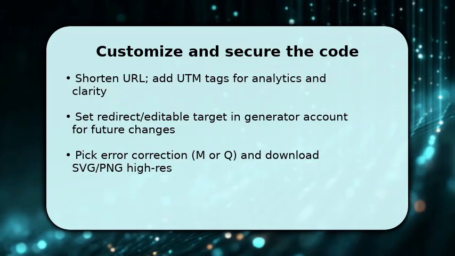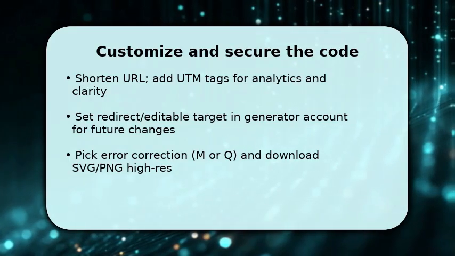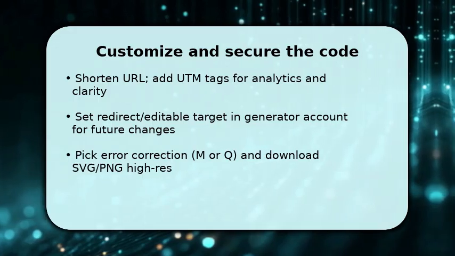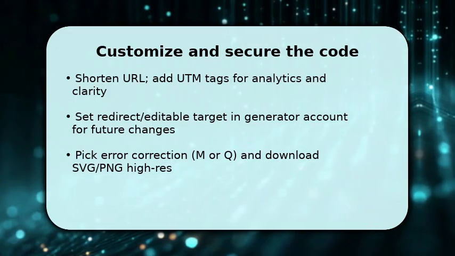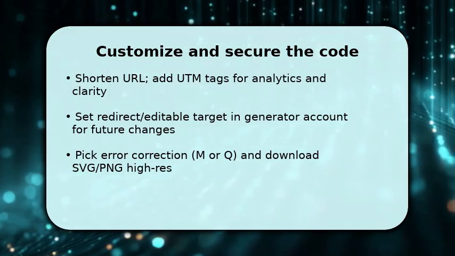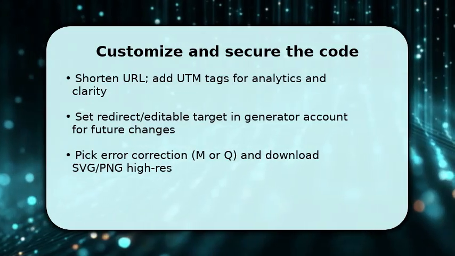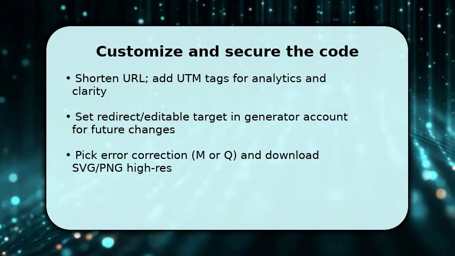Now refine the QR. Shorten the link with a UTM-tagged short URL for analytics and cleaner QR density. In the generator, set scan redirects or a landing redirect so you can update the destination without reprinting. Customize visual contrast and error correction level to balance design with scan reliability. Choose level M or Q for outdoor prints.